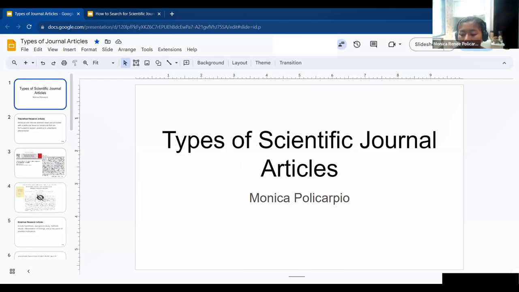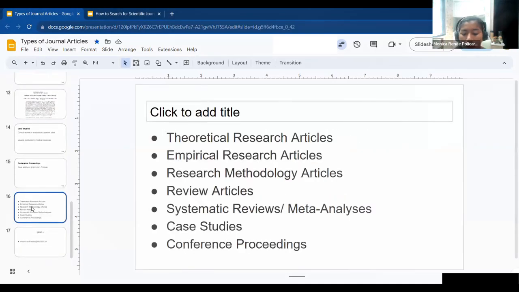This is not an exhaustive list, but these are some of the common types of scientific journal articles that you might encounter. Okay. So let us start. Okay. So here is the list. We have theoretical research articles, empirical research articles, research methodology articles, review articles, meta-analysis, case studies, and conference proceedings.